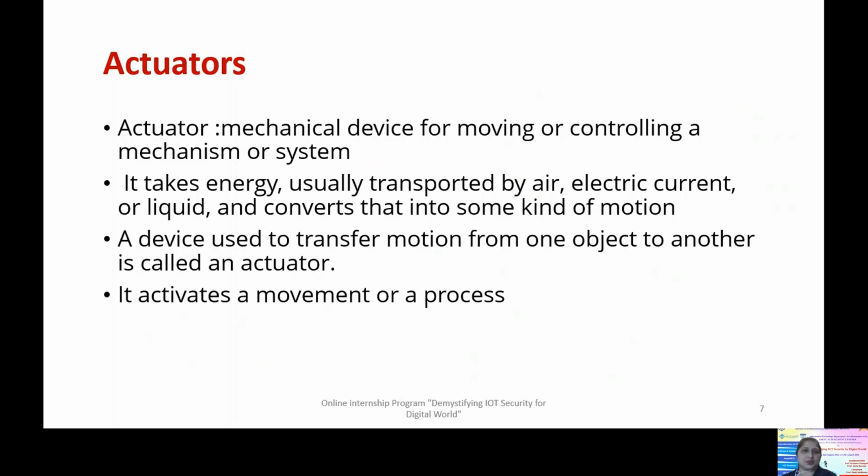It takes the energy, usually transported by air, electric current or liquid, and converts that into some kind of motion. So it is a device used to transfer the motion from one object to another. It is called the actuator. It activates a movement or the process.